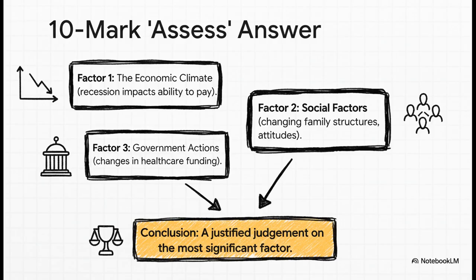So if you talk about a recession, you have to explain how it affects demand. A recession leads to lower incomes, which in turn reduces a family's ability to afford premium care, therefore decreasing demand. See the chain? And after you've analyzed your points, you must have a conclusion that makes a justified judgment. That means weighing up the factors and arguing which one you think is the most important, and explaining why.